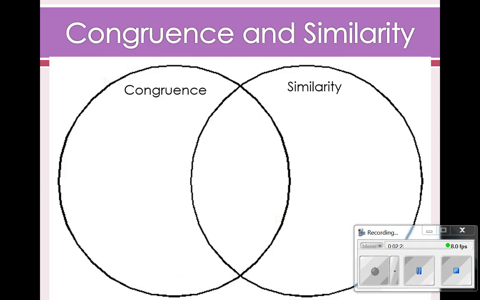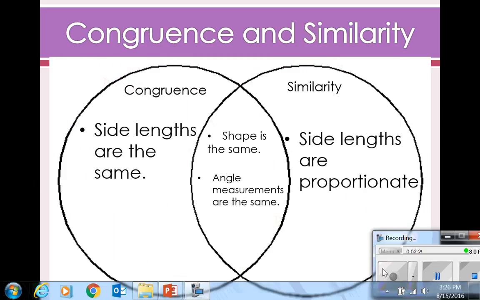Now we're going to make a Venn diagram. If you are comparing and contrasting congruence and similarity, you're looking at the side lengths, the shape of the figure, and the angle measurements. This is a Venn diagram describing the similarities and the differences in congruence and similarity.